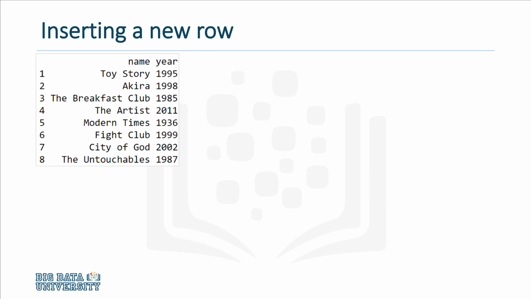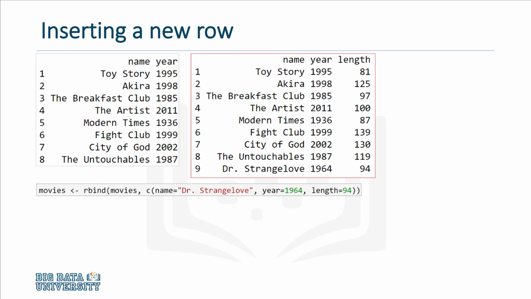In order to insert a new row, we need to use the rbind function and assign the output back to our data frame. The arguments are the data frame itself, as well as a vector that contains values for all the columns. As you can see, we've increased the number of elements in the data frame from 8 to 9.